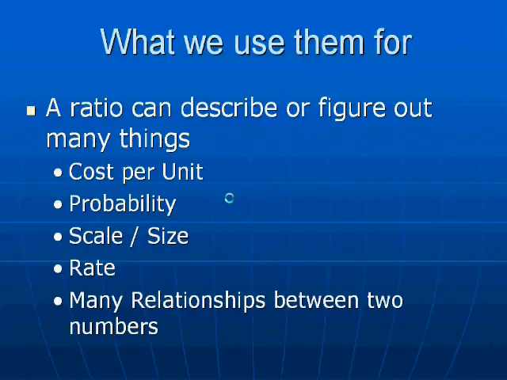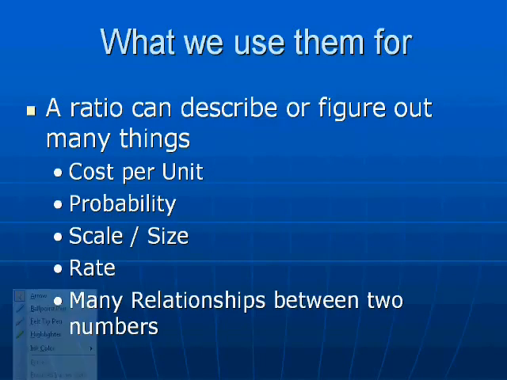So, what do we use ratios and proportions for? Well, in the run of this class, we've used them for a lot of things. We've used them for looking at the cost per unit, for looking at probabilities, for making predictions, for looking at scale and size, and for rates. Now, rates are a special kind of ratio that we're going to talk a little bit more about later on. But we've also used just many relationships between two numbers.